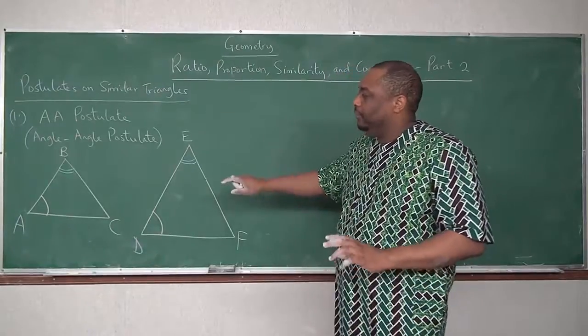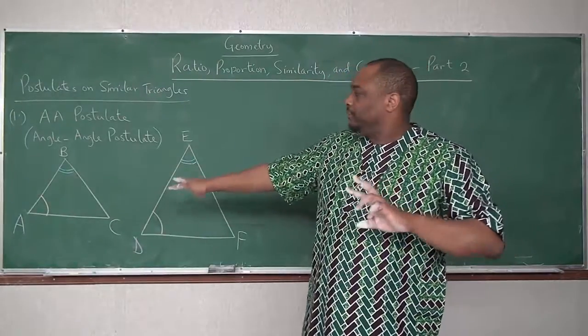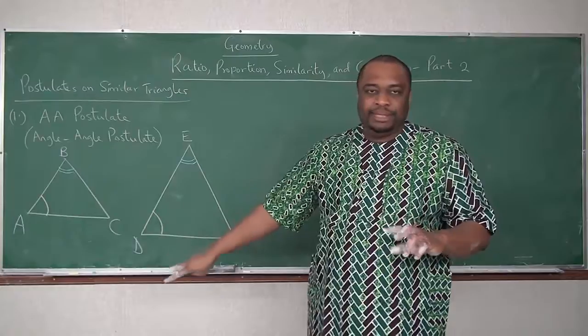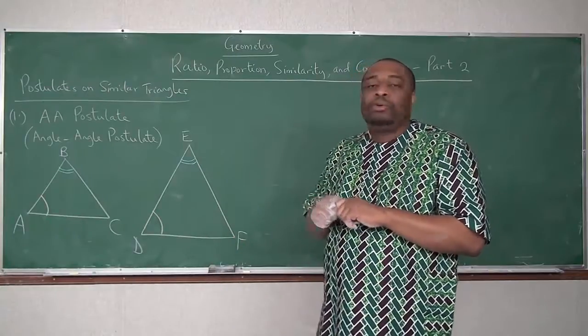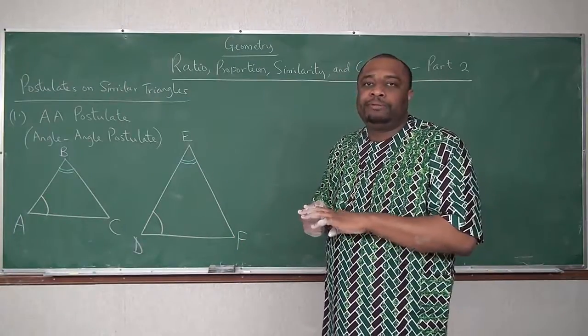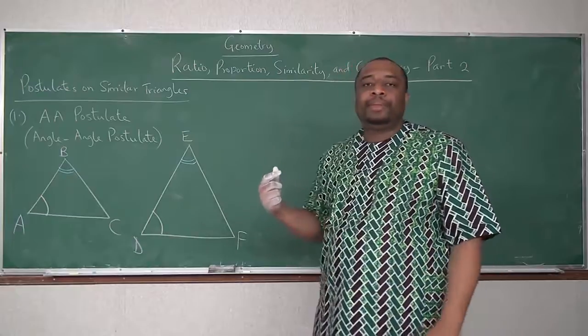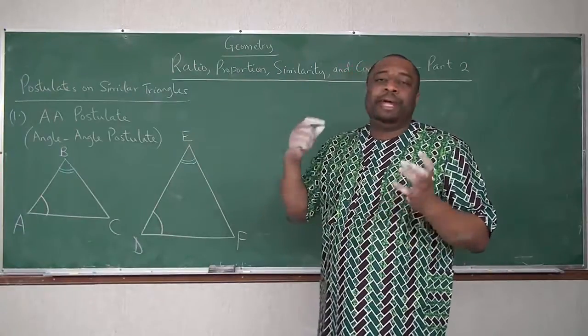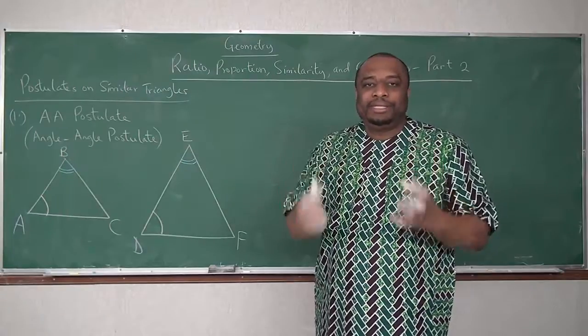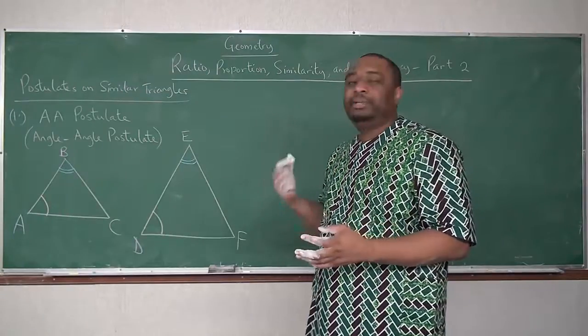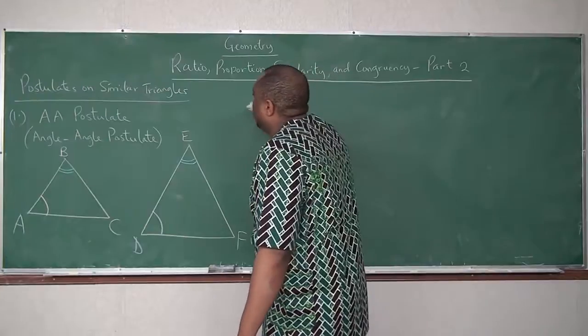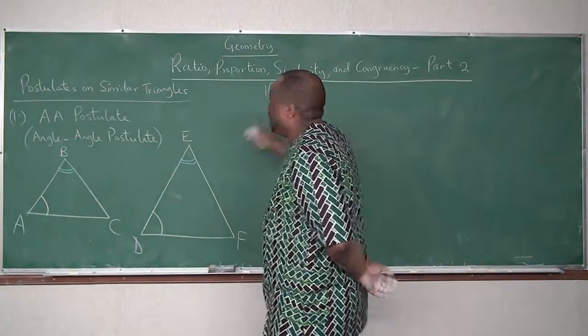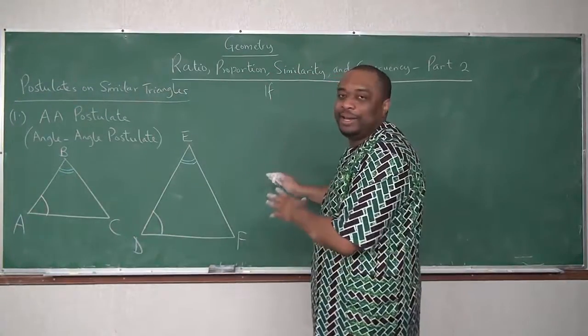You have two angles of triangle ABC that are congruent to two angles of triangle DEF. This shows that triangle ABC is similar to triangle DEF. So you can write this down. After writing the English, now let us write the math.